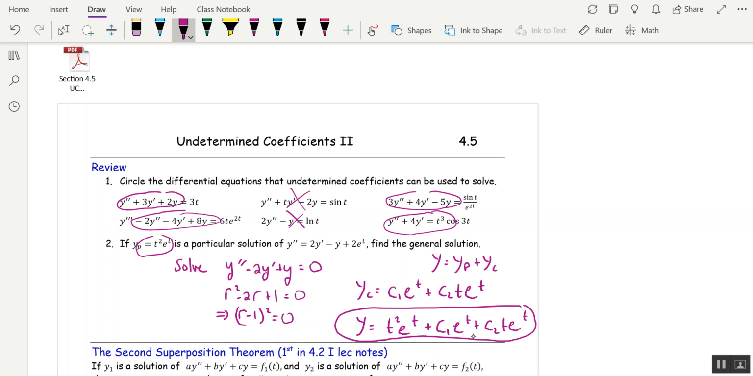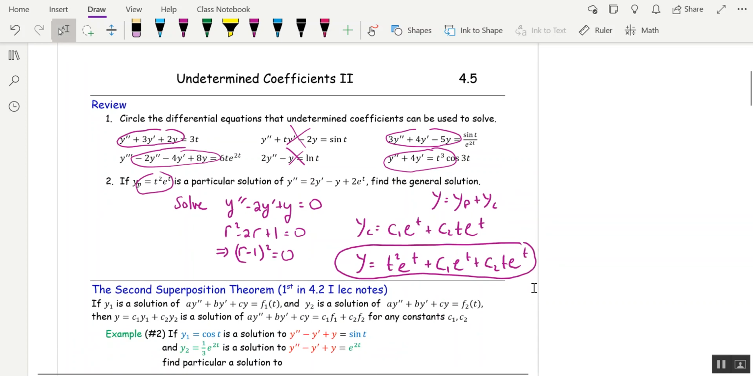Okay, so I misspoke when I said there's no new content today. There is a little bit of new content, and that is the second superposition theorem, the one for non-homogeneous differential equations. We saw the one for homogeneous differential equations was actually very simple, and you can go back to your lecture 4.2 part 1 lecture notes and read that, but it was very straightforward. This one is a little less straightforward.